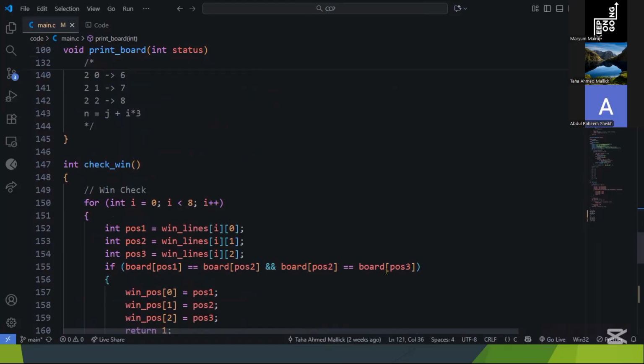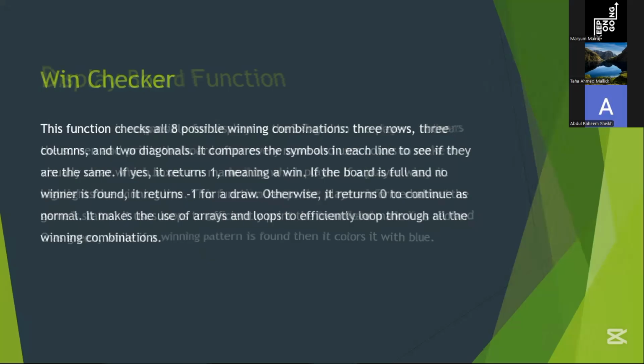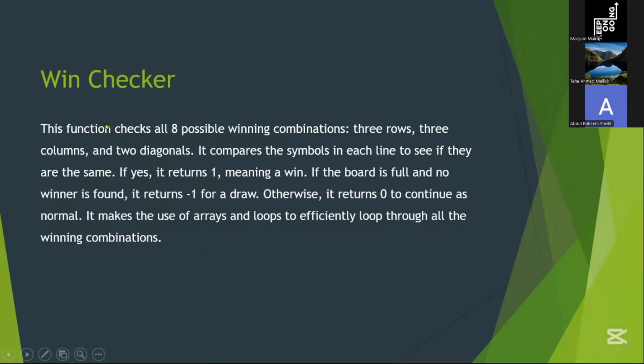Then we have another function. This is the win checker. It checks all the 8 possible winning combinations, that are 3 rows, 3 columns, and 2 diagonals. It compares the symbols in each line to see if they are the same.